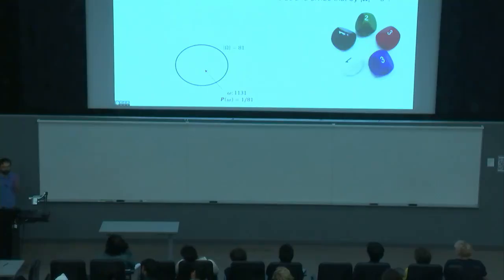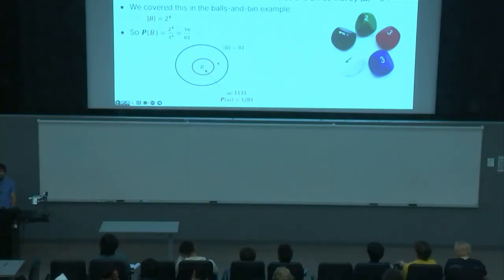But before we do that, one more warm-up: let's talk about the chance of an event. Let's say that B is the event where we get no 2s. What is the probability of B? What's the chance that we get no 2s? That was the balls and bins problem from the previous lecture. All we have to do is count the cardinality of B and divide it by the cardinality of the entire sample space. This is a uniform probability space, so we're good.